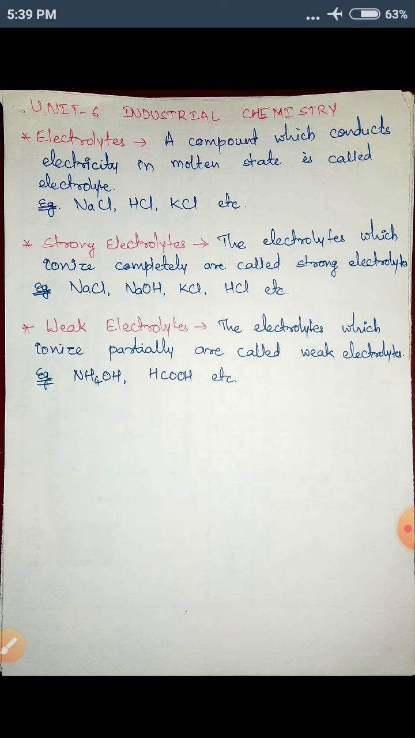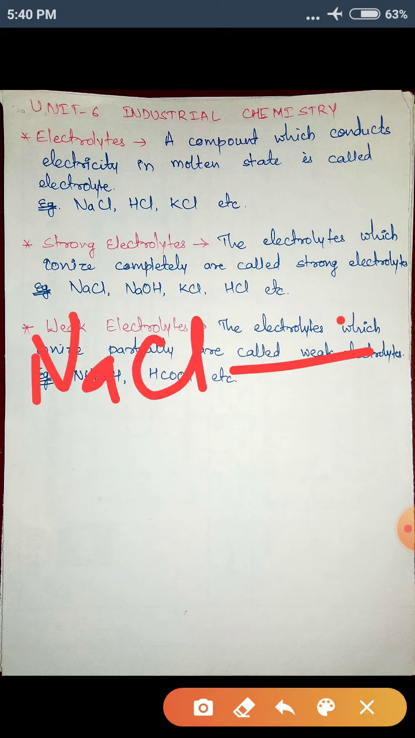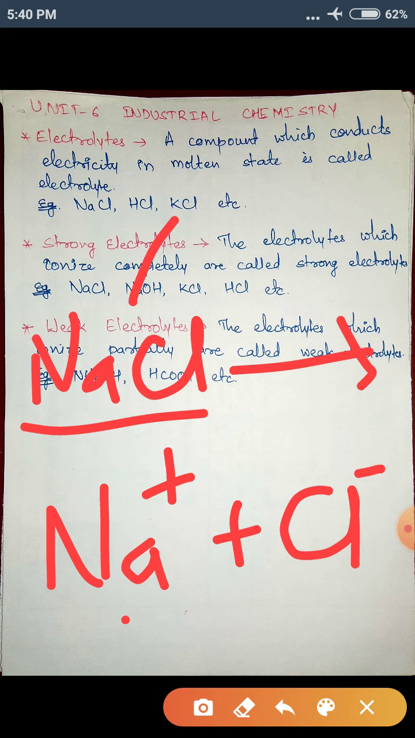So what is molten state? When we add NaCl in water, that time it starts conducting electricity. Why does it start conducting electricity? Because when we add NaCl into water, we get Na plus charges and Cl minus charges. This process of splitting up of a compound into its constituents is called ionization.